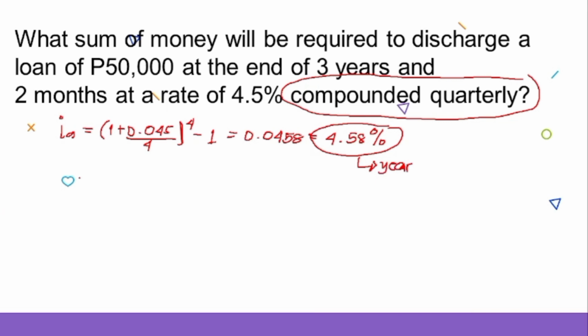So, again, gagamitin lang natin ulit yung formula natin for compound interest. F is equal to our present amount, which is 50,000 times 1 plus our yearly or effective interest rate, that is 0.0458 raised to 3 years and 2 months, that is 36 plus 2. 36 plus 2 is 38 all over 12. So that is 57.